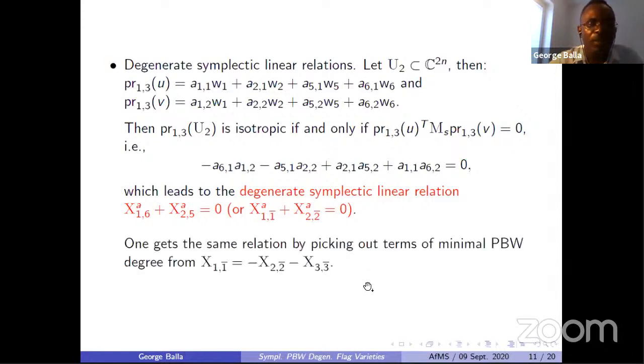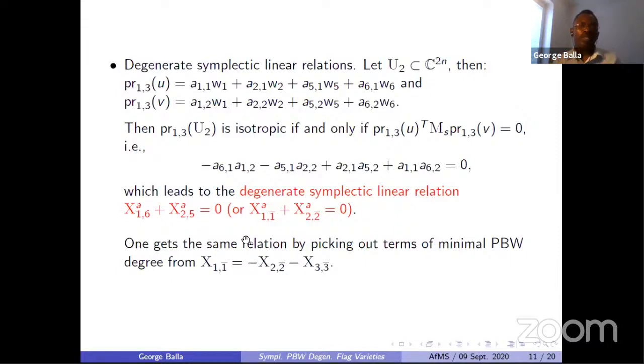Now, it is apparent one gets the same relation by picking out terms of minimal PBW degree from the original relation we had. If we give degrees to these terms, the first one has degree 1 because the number of indices greater than the length of the sequence, which is 2 in this case, is 1, so the degree will be 1. Here the degree will also be 1, but here it will be 2. So when we pick out terms of minimum degree, we shall keep x1 1 bar and x2 2 bar. That's why we have this relation.